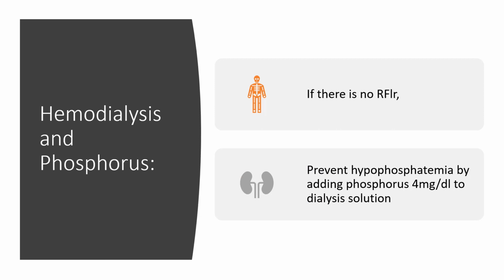What about someone on hemodialysis? What are you going to do with phosphorus? If there is no renal failure, you have to prevent hypophosphatemia because that is what is expected in phase of hypercalcemia, right? Then prevent hypophosphatemia by adding phosphorus 4 mg per dl to the dialysis solution.